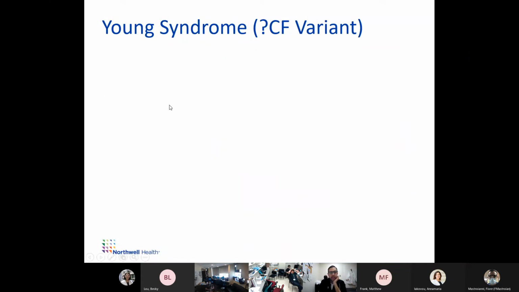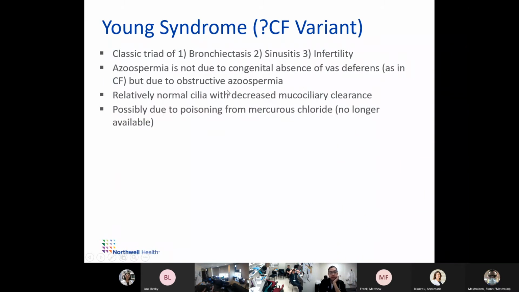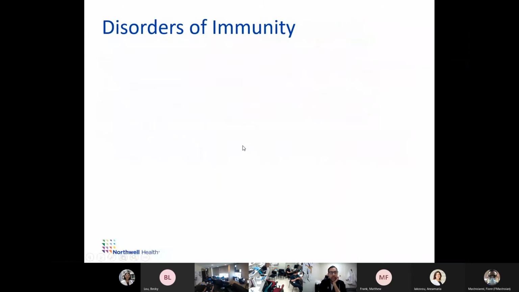I want to talk about Young syndrome because this was described in the 1970s, I believe. These patients looked like cystic fibrosis. They had bronchiectasis, sinusitis, and infertility, but they had relatively normal cilia with decreased mucociliary clearance. It was postulated that this could be poisoning from mercurous chloride, which is no longer available. But now they're saying some cases previously diagnosed as Young syndrome may actually have been cystic fibrosis, now that we have the more comprehensive genetic testing.